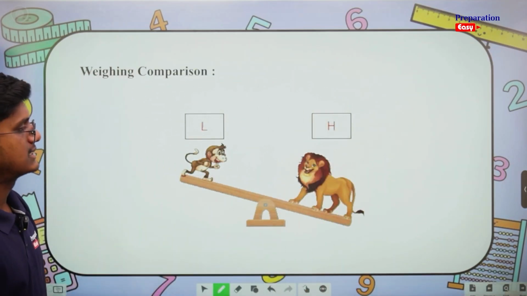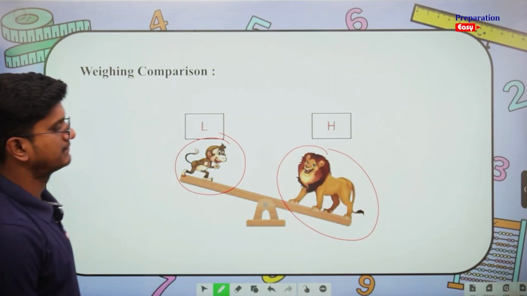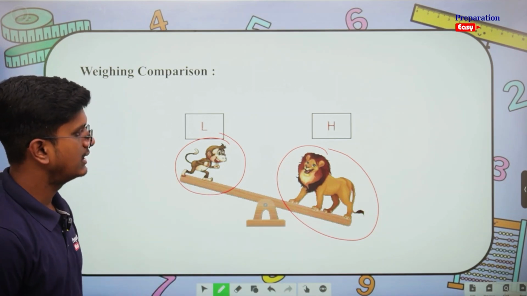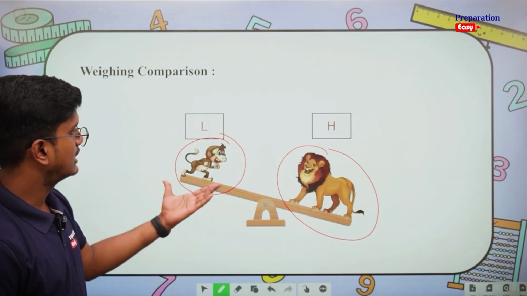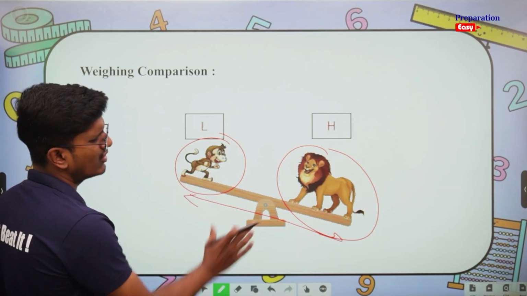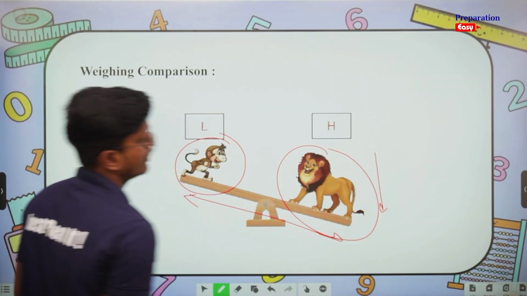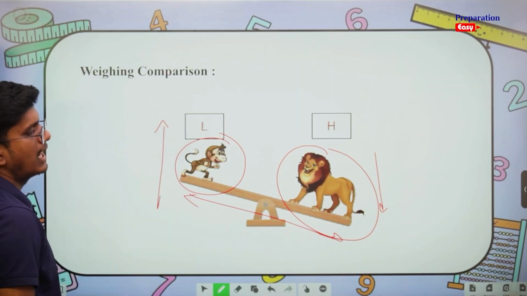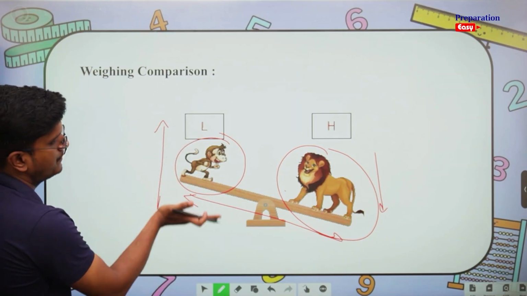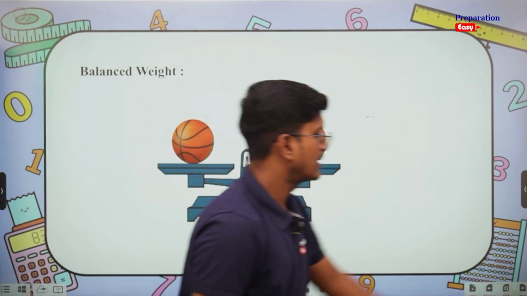Now we have weight comparison. This is a monkey and this is a lion. Of course we know that the lion is much bigger and heavier than the monkey. On this beam balance, which is a non-standard way to measure weight, the heavy side goes down and the light side goes up, because the lion's weight is more than the monkey's weight. That's why the monkey is going upward and the lion is going downward. This was about comparison.